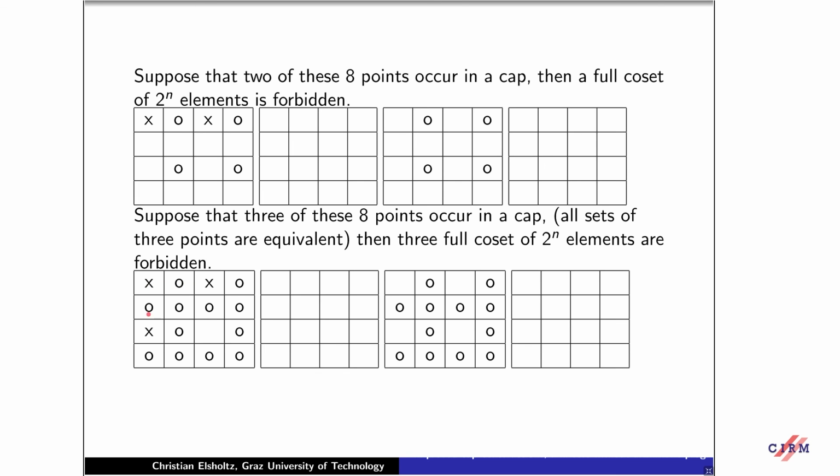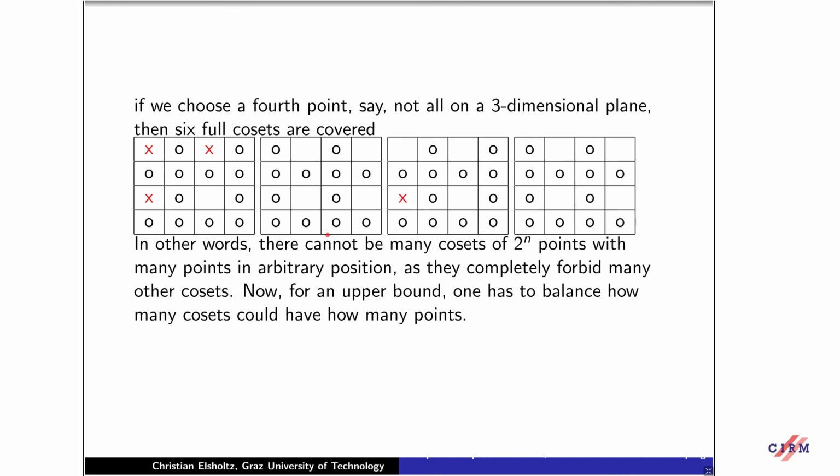If you have 3 points which are not on a line, you will avoid lots of substructures. You will avoid all of these. And then you go on again. You take a 4th point, which is not on the same plane. And then you see, even just with 4 points, these are the red points here, 3 and another one, 4, you see almost everything is forbidden.